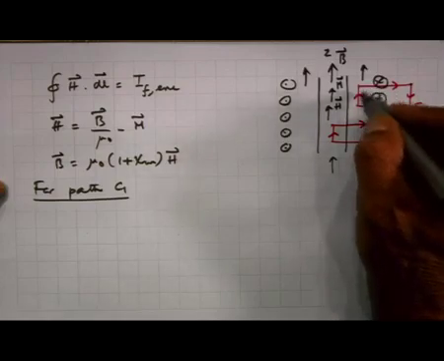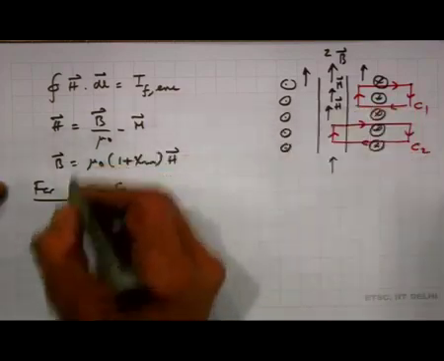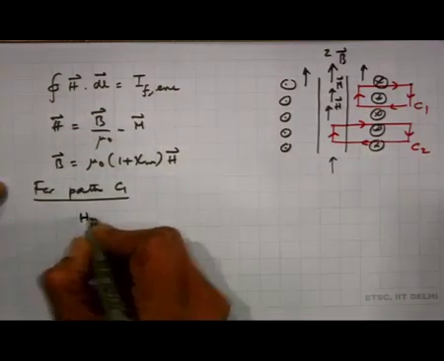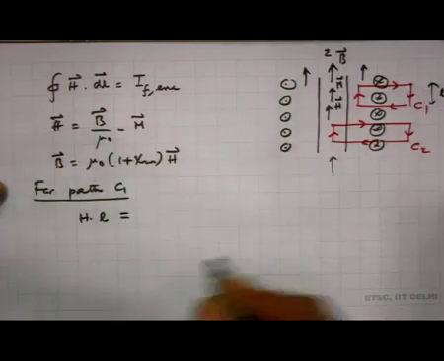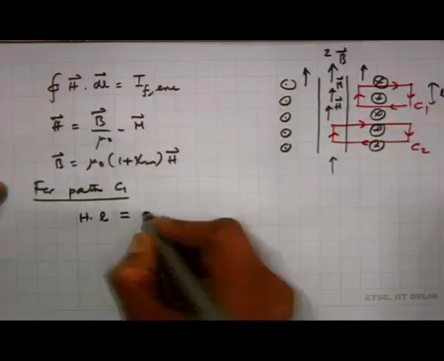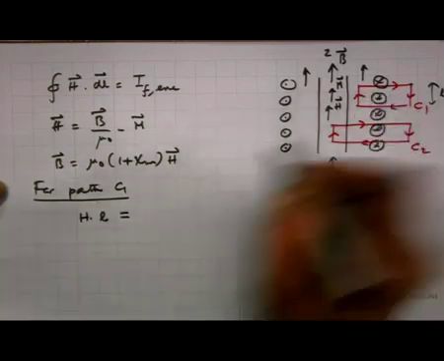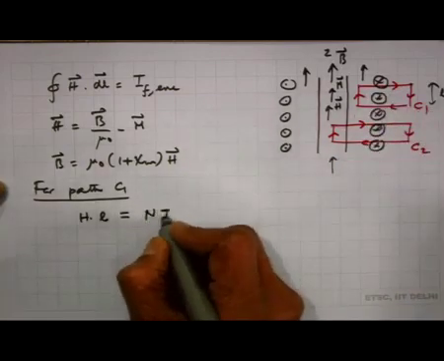So, if H is the H field here, this integral tells me H into L, if L is this length, is equal to, now what is the current enclosed? There are N current wires crossing this. So, this is N times I times L.